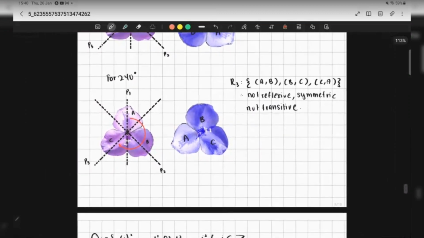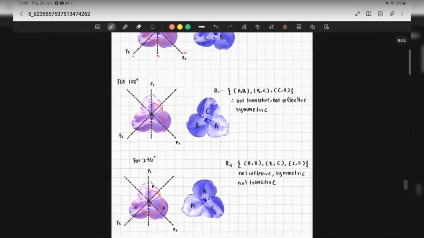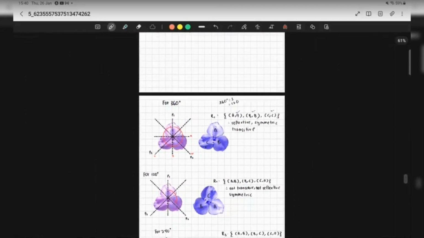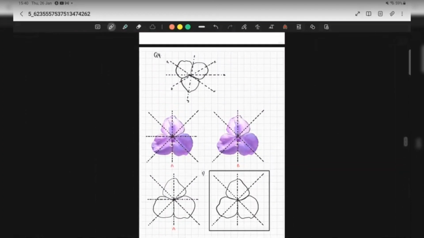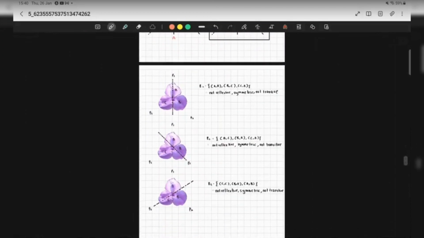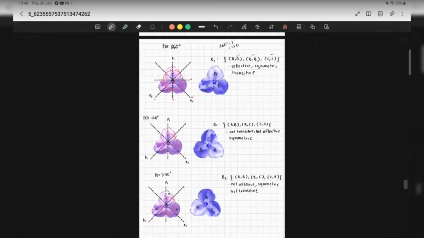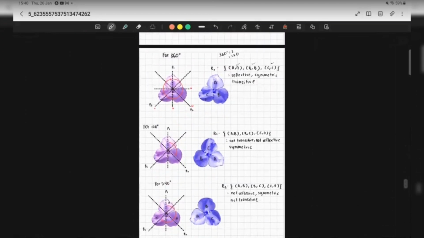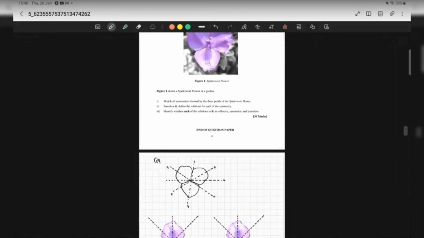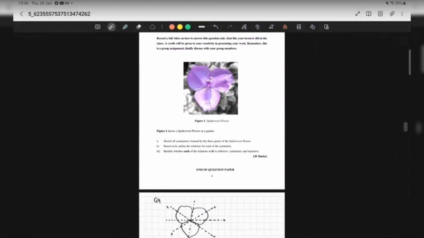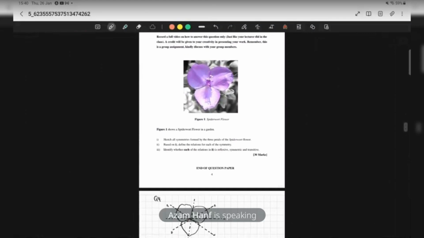So I guess that is the answer for part B. Anyone have any other questions? So I guess we can wrap up our discussion.